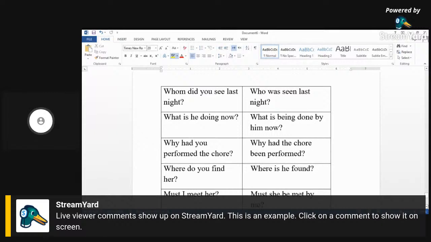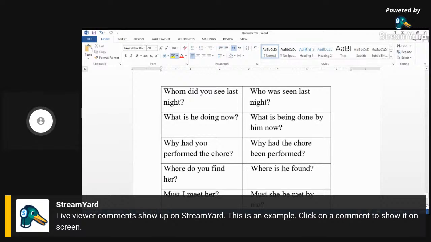چی کار داره او انجام میدهد؟ یا چی کار داره او انجام داده است؟ Why had you performed the chore? Why had the chore been performed? These are related to different tenses. اینا مرتبط به زمانهای متفاوت هستند. مثلا ما زمان حال را دیدیم، زمان گذشته را دیدیم، زمان کامل را دیدیم، زمان جاری را دیدیم، زمان آینده را دیدیم.